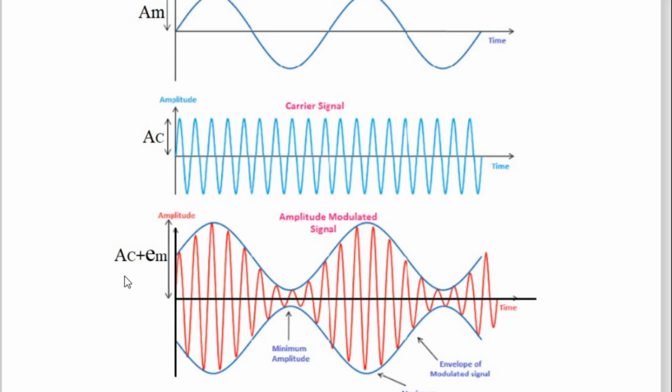Therefore here what we have written, see here, AC is the amplitude of carrier signal, C for carrier, A for amplitude, plus we have written EM. EM means instantaneous value of modulating signal. So that you will understand in the next slide.